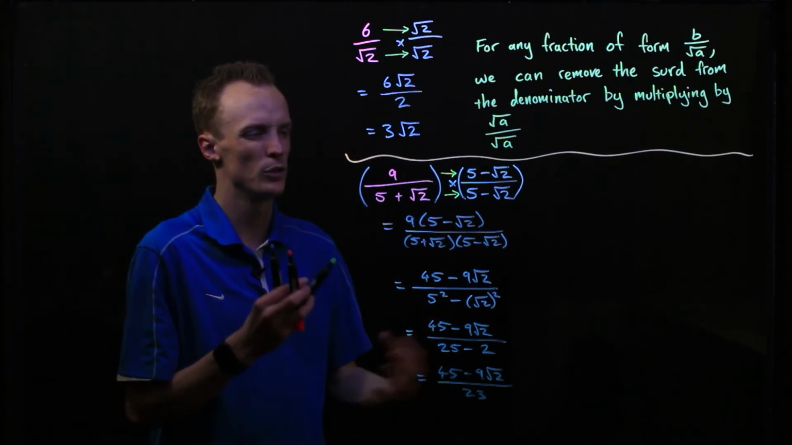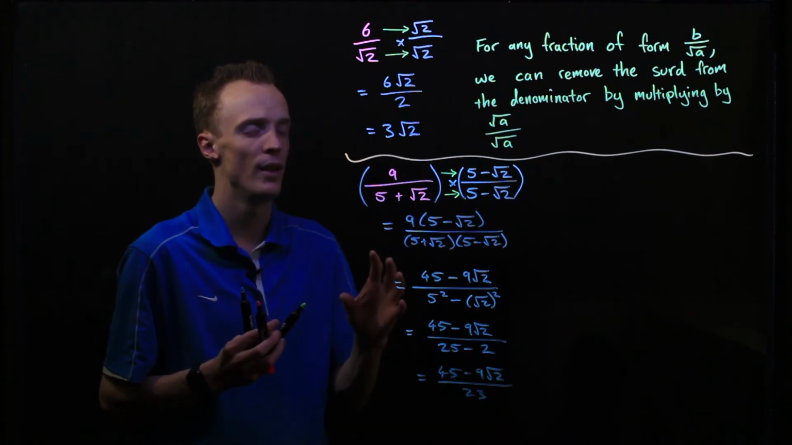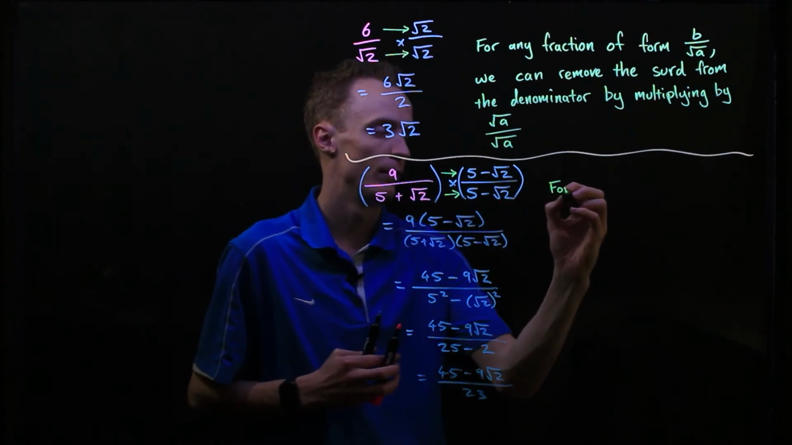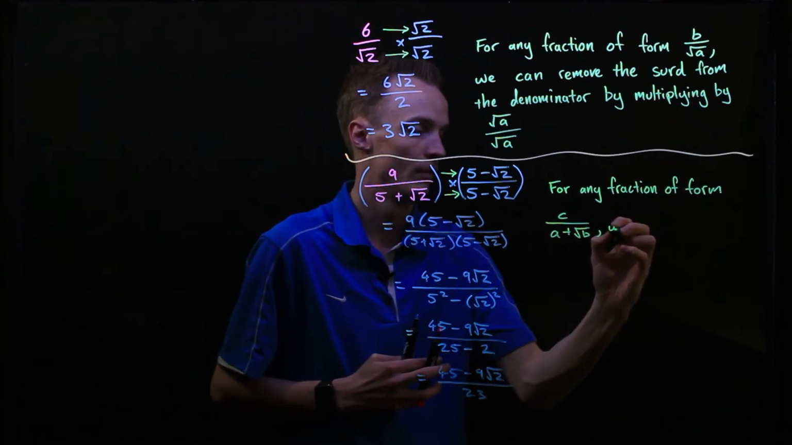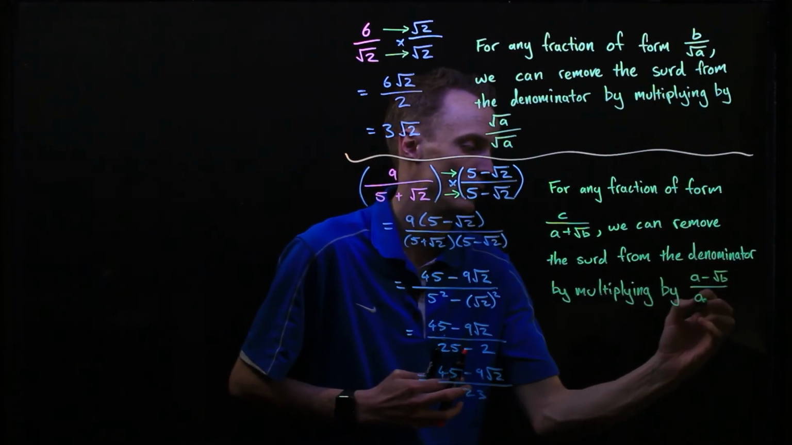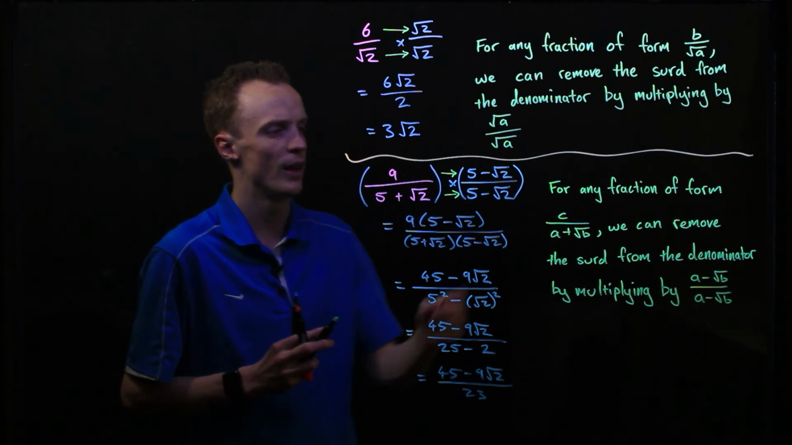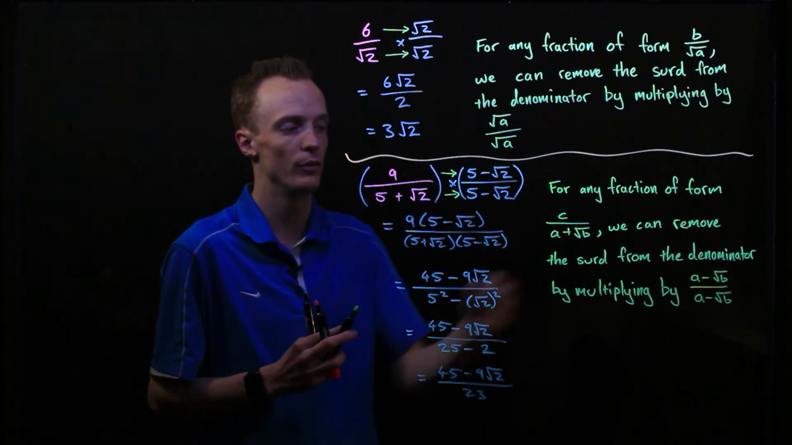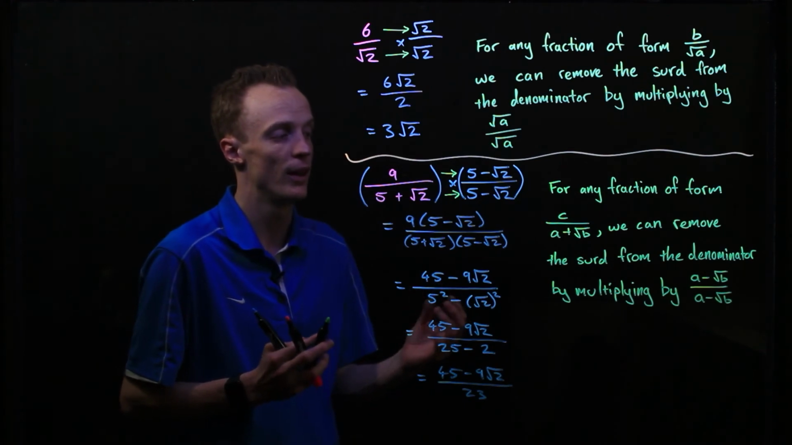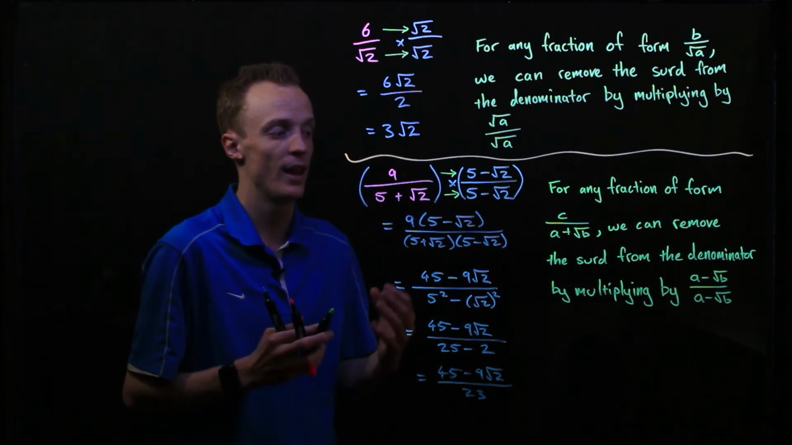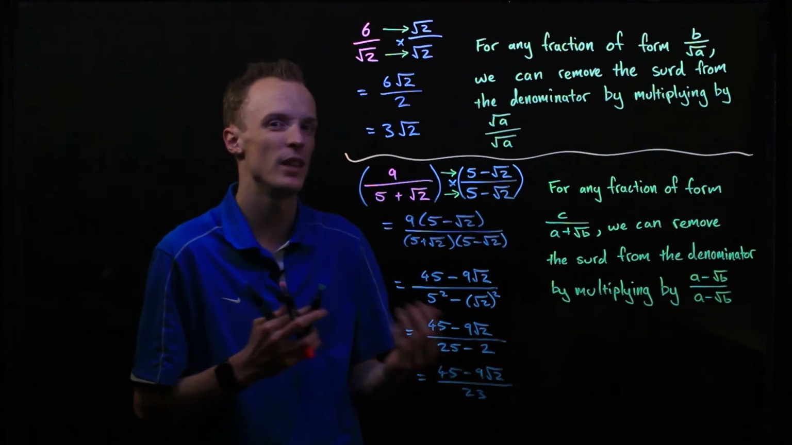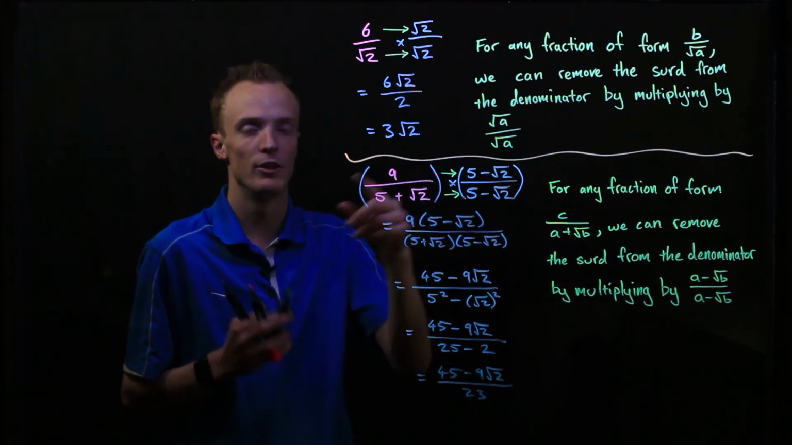Now we can use this difference of 2 squares understanding with any kind of fraction that has this sort of form. So when we go to generalize this, we can say that for any fraction of the form a number all divided by a plus the square root of b, we can remove the surd from the denominator by multiplying by the value of a subtract square root of b, all divided by a subtract the square root of b. Now you'll notice here once again that we're multiplying by a value divided by itself, which is equal to 1. So doing this will not change the original value of the fraction.